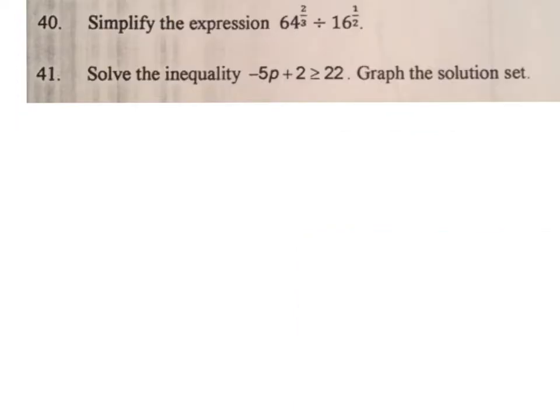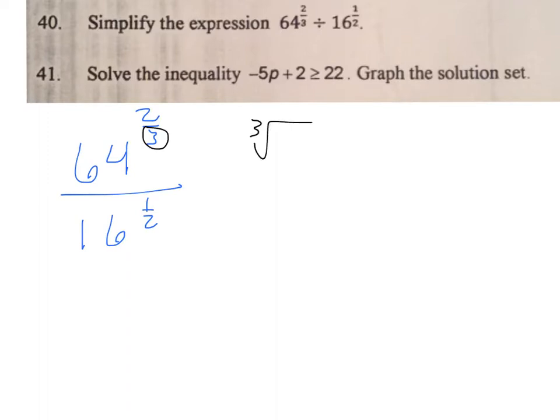On number 40, we're simply simplifying these expressions. So we've done this before. So if I take 64 to the 2/3 power, and we're going to divide it by 16 to the 1/2 power. Let's go step by step. Okay. Remember, this is your index. So it's the cube root of 64, and then we're going to square it. Down below, we're taking the square root of 16, and then take it to the first power. Remember, that's your root. That's your 3 is your root.